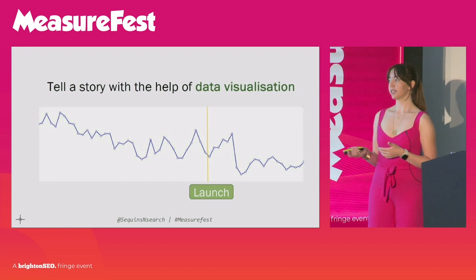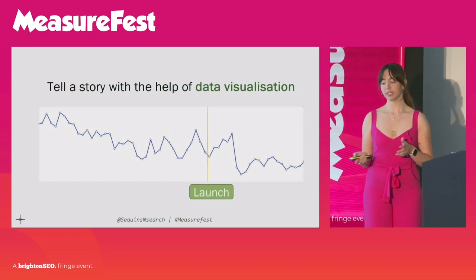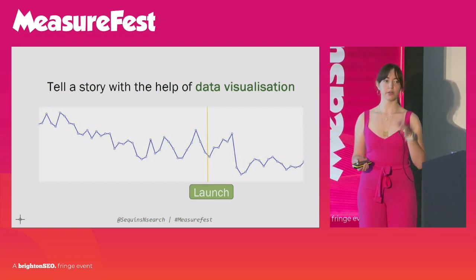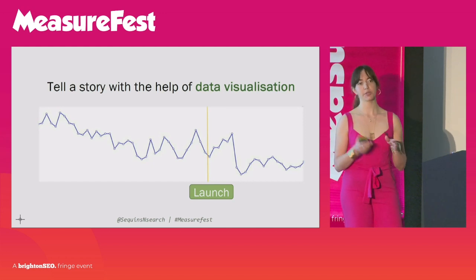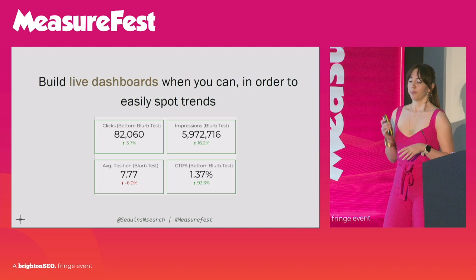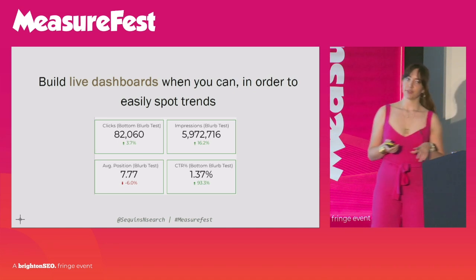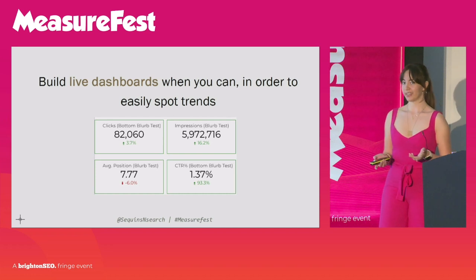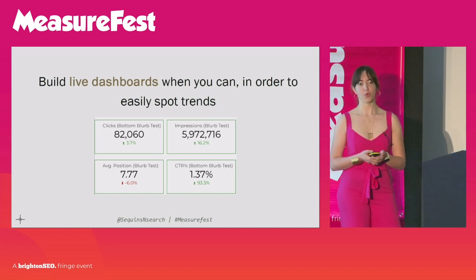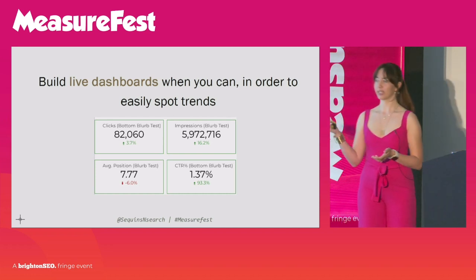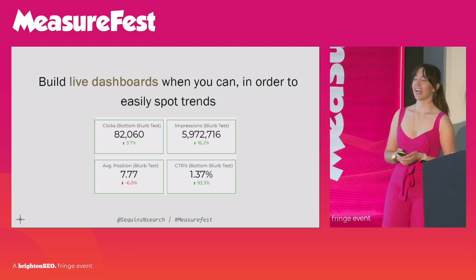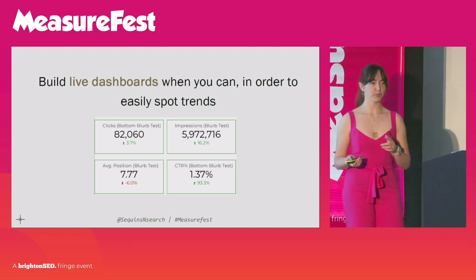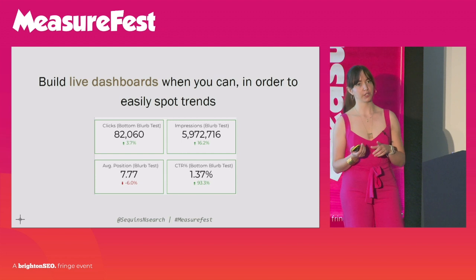Also, try to use data visualization. It can be really easy, like just putting a trend line or a vertical line to indicate the launch, because then it makes it easy to map when the change was. Build live dashboards. This is going to save you when your stakeholder comes on a random Tuesday when it's not check-in date yet and asks, okay, so how's your test trending? You can have your answer right there, and you can build them out of Looker Studio.